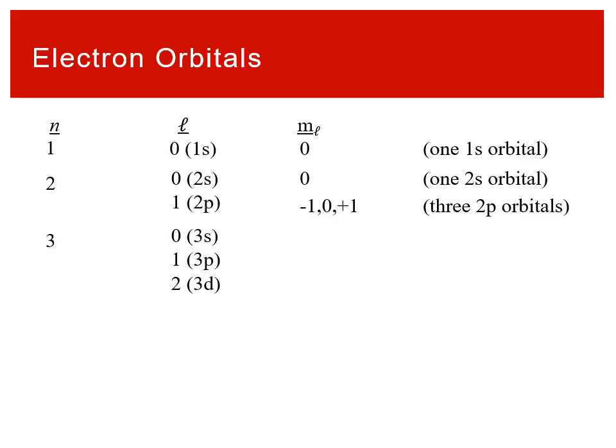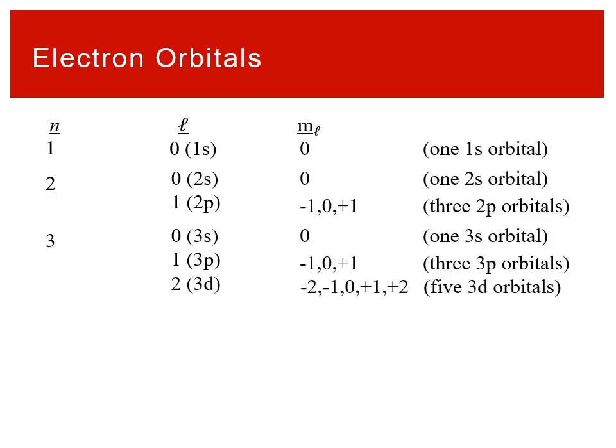N equals 3, L can be 0, 1, or 2. When L equals 0, we get 3s. Just like the other s's, there's only one orbital in that subshell because M sub L only has one possible value. For the 3p subshell, just like we saw for 2p, you can have -1, 0, or +1. There are 3 3p orbitals. That's always true of p's. And then when we get to L equals 2, we now have 5 possible values for M sub L. So there are 5 3d orbitals.